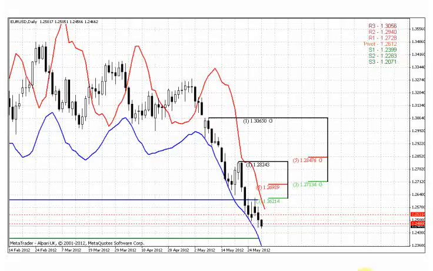Okay, here is the euro chart again. What we see on the current trading session on the daily time frame is that the market is gradually continuing to move to the downside.